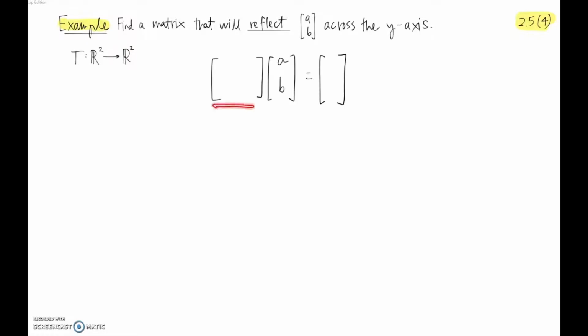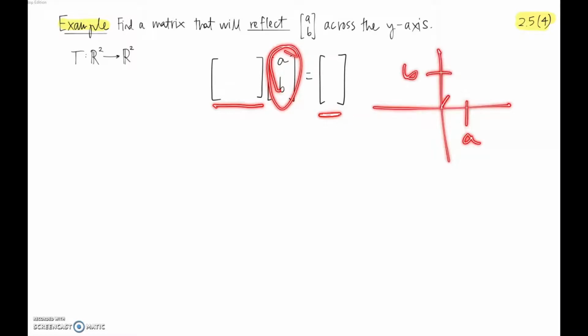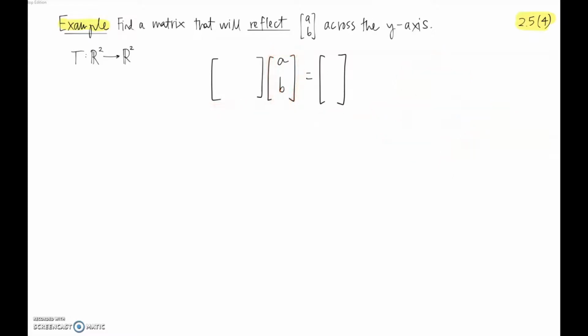Let's see, so we want some matrix that when we multiply it by AB, what do we get out? AB is this vector, and we're going to reflect it across the y-axis. So then we get something that looks like this, and the coordinates of that should be, it still has height B, but now this changed not to A, but negative A. So we want it to spit out negative A, B. And so we think about what needs to go in these spots to make that happen.